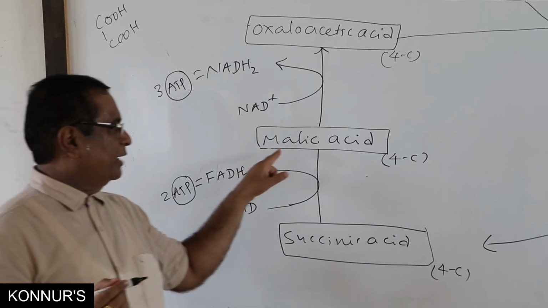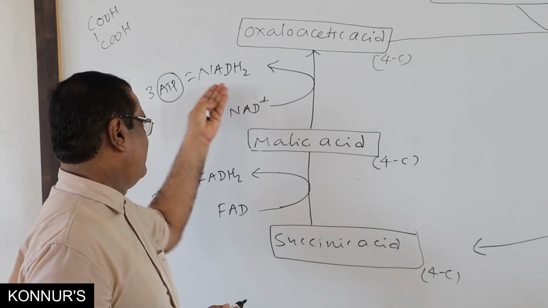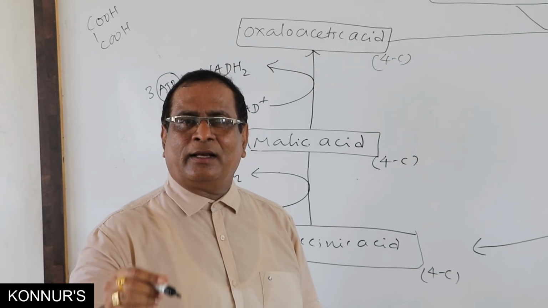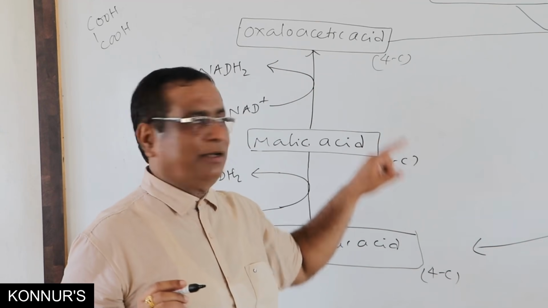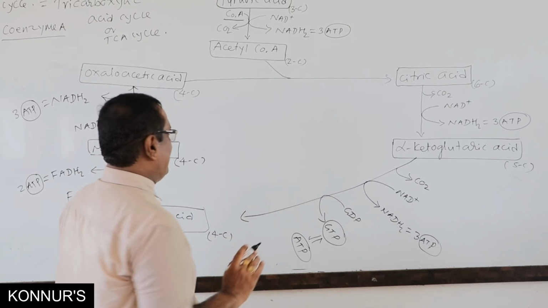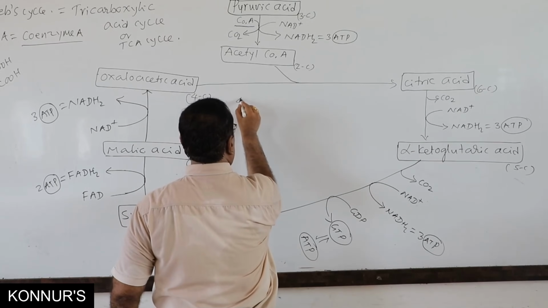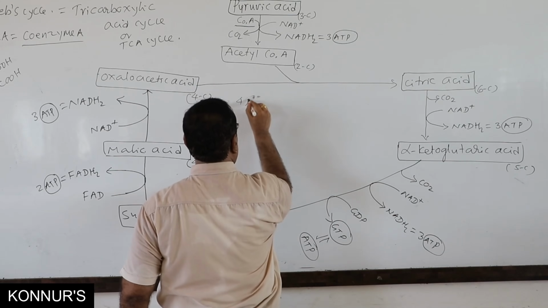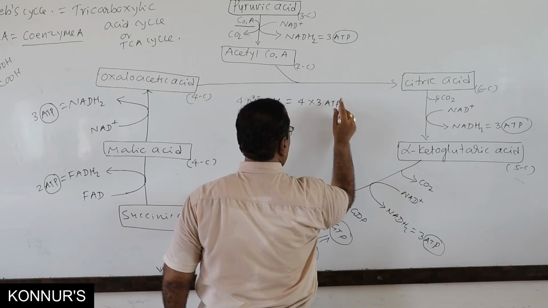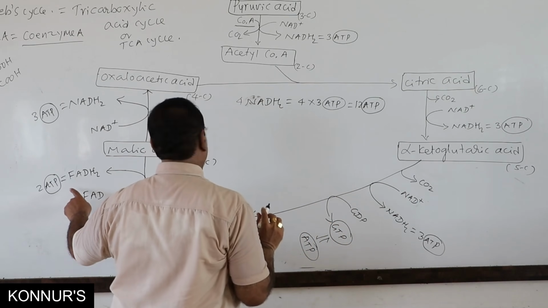And in the final step, that malic acid undergoes dehydrogenation. As usual, NAD plus gets that hydrogen, becomes NADH2, 3 ATPs generated here, and that oxaloacetic acid is regenerated and takes part further. Okay, and in this cycle, how many NADH2 are formed? 1, 2, 3 and 4. 4 NADH2 are formed. It means 4 into 3 ATP, that is 12 ATP. And 1 FADH2 is formed.